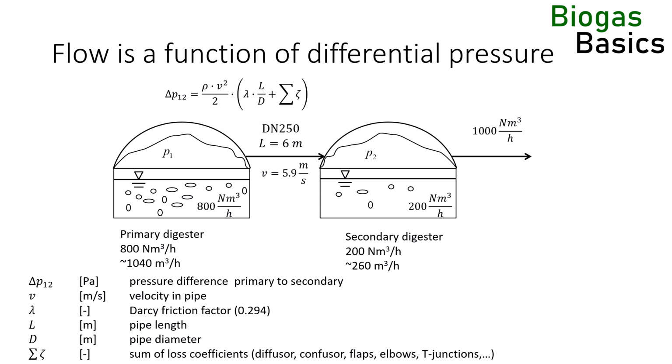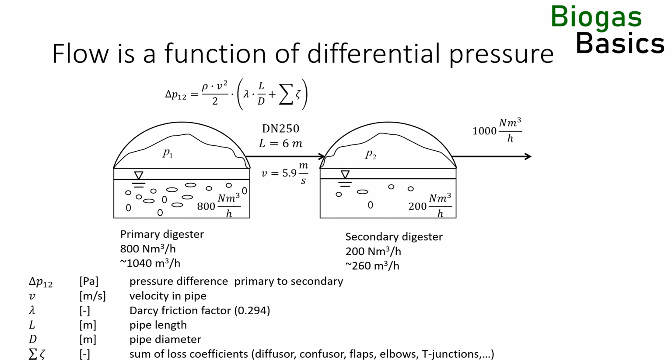The error is marginal. The pressure drop is proportional to half the density times the squared velocity times the sum of two terms. The first term covers the friction factor of the flow in the pipe. Lambda is the Darcy friction factor, here around 0.03. I have shown how to calculate the friction factor in the first presentation. L and D are the pipe length and diameter. The second term covers the pressure loss coefficients of confuser, diffuser, elbows, T-junctions, flaps and other fittings.